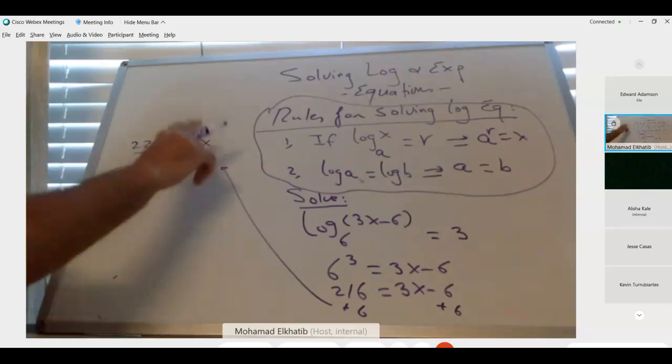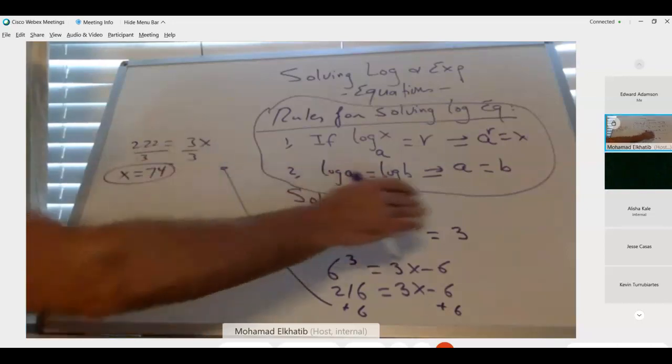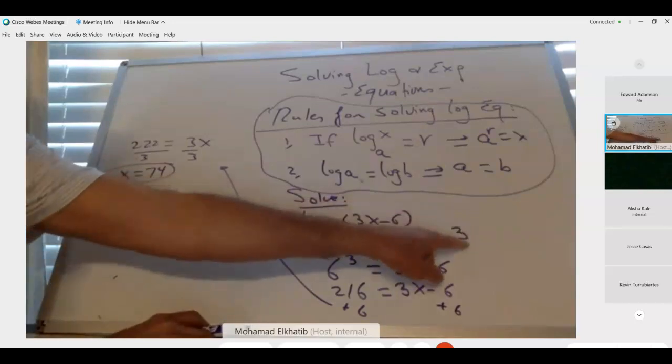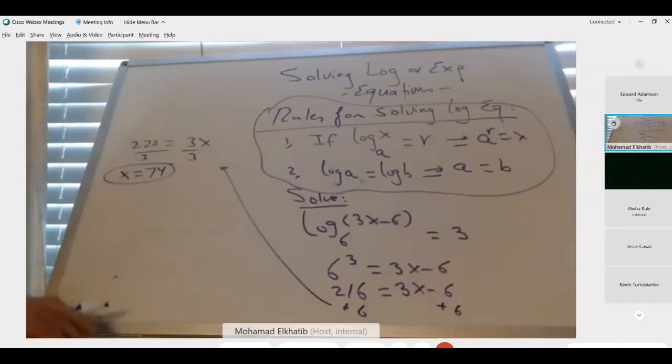So why did I use rule 1? Because I have log on the left and a number on the right. So rule 1 tells you take the base, raise it to the number after the equal, and make it equal to this number. And that way you get rid of the log. Okay? All right, go ahead and copy it and let me know if you have any question.